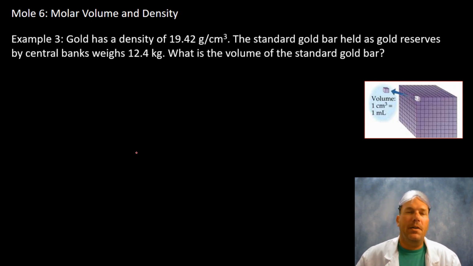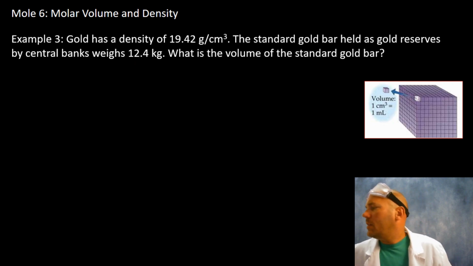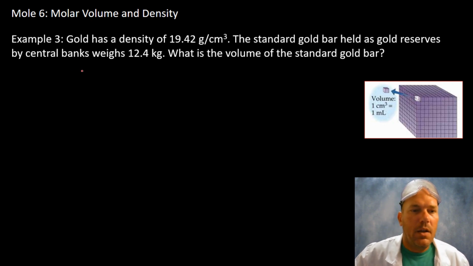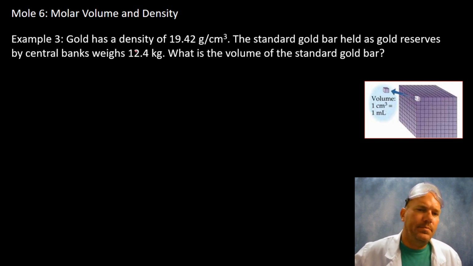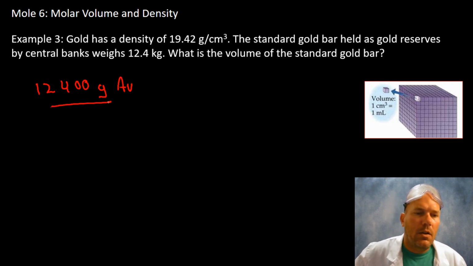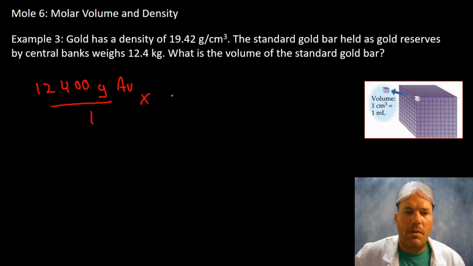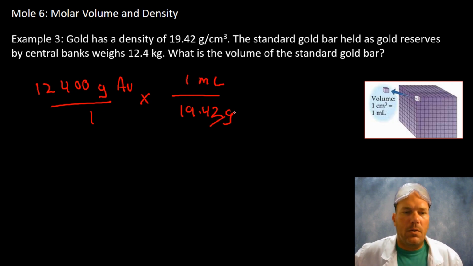For our last example here, you're given that gold has a density of 19.42 grams per cubic centimeter, in other words, grams per milliliter, and you're told the standard weight of 12.4 kilograms. So again, I can simply say, let me go ahead and multiply this by 1,000 to get this unit in grams. So 12,400 grams of gold times, and we're going to want grams on bottom, 19.42 grams in essentially 1 milliliter. So grams will cancel, and you're asked what is the volume.